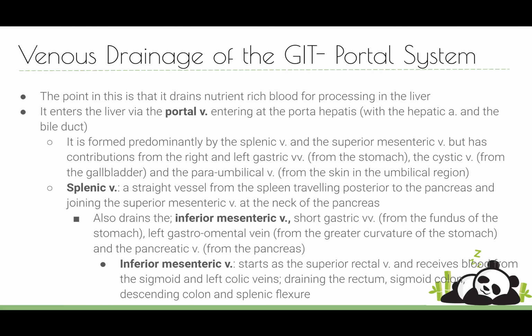So splenic vein is a straight vessel from the spleen traveling posterior to the pancreas. So it goes straight, and it's not tortuous, it's straight. And it joins the superior mesenteric vein at the level of the neck of the pancreas. Into the splenic vein will go the inferior mesenteric vein, alongside others. The inferior mesenteric is a kind of important one, and that will drain its own set of things. What it drains isn't that important, but it's also kind of in its name. So what's supplied by the inferior mesenteric artery will probably be drained by the inferior mesenteric vein as well. It kind of makes sense in that regard.